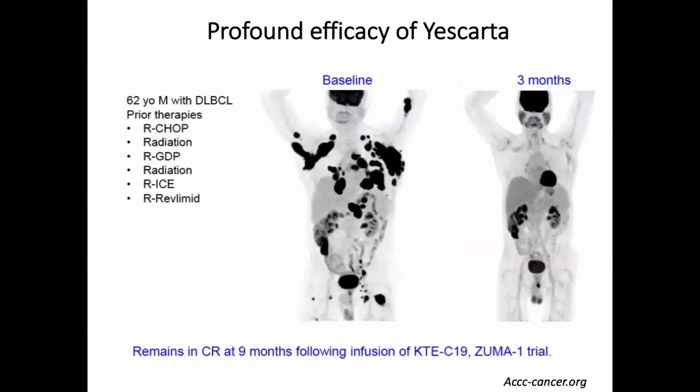This last slide shows the efficacy of Yescarta on a DLBCL patient. The patient went through several rounds of chemotherapy and radiation therapy before the CAR T therapy. You can see that 3 months after the Yescarta treatment, most of the cancer cells were gone, okay? This patient remains in complete remission 9 months after Yescarta treatment.